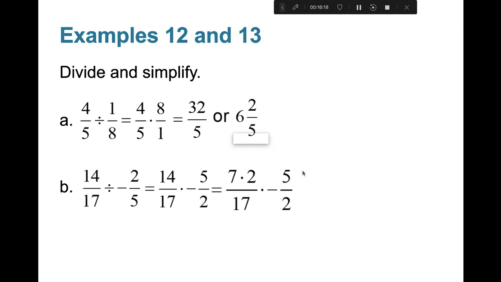So they break theirs down. They wrote it in their prime factorization. We're going to cancel out our 2's. 7 times 5 is 35, 17 times 1 is 17. Is my answer positive or negative? Negative. So a negative 35/17 or a negative 2 1/17.